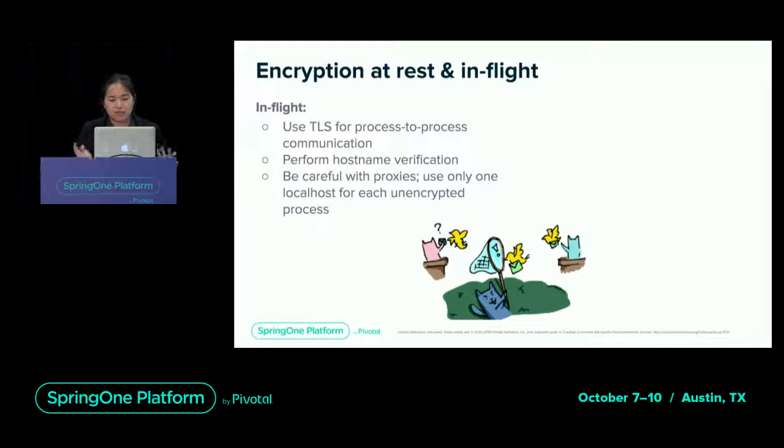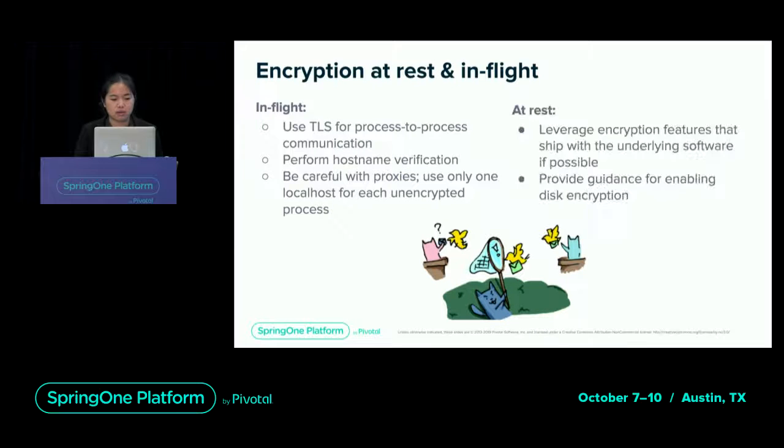And with proxies, I've only seen this a few times, but if you have to use proxies for local unencrypted channels, only have one proxy per local host to give yourself maximum auditability and reduce the attack surface area. But it's better to just use encrypted channels if you can.